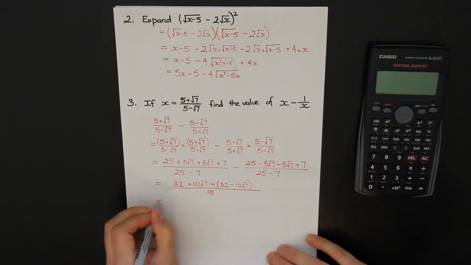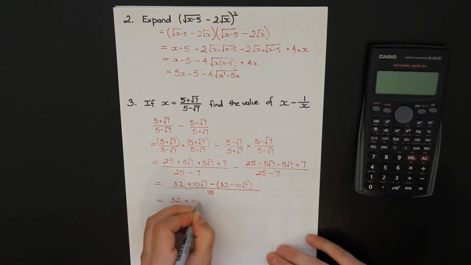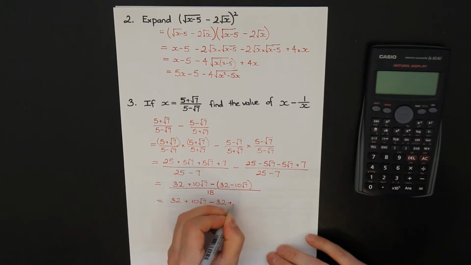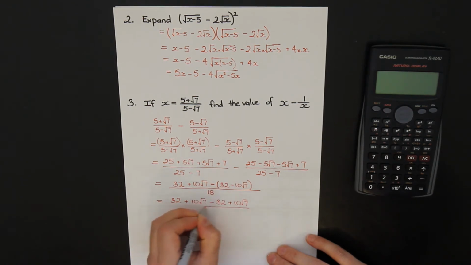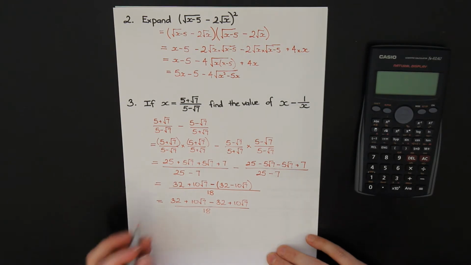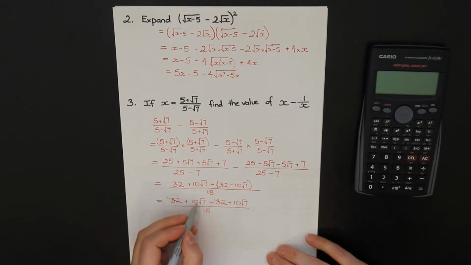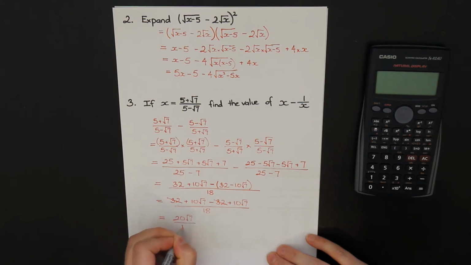And on the next line I will expand that minus through. You've always got to be very, very careful with minus signs and fractions like that. So that will become a minus 32 and a plus 10 root 7 when you expand that through. So 32 minus 32 is nothing. 10 root 7 plus 10 root 7 makes 20 root 7 over 18.